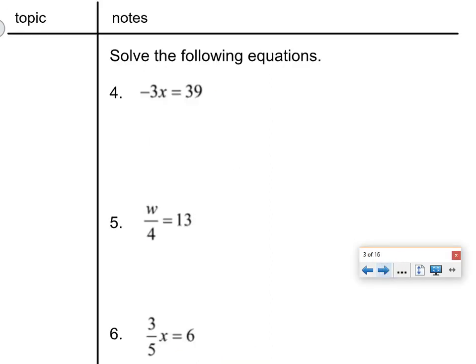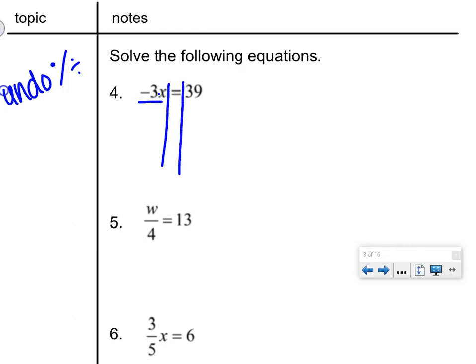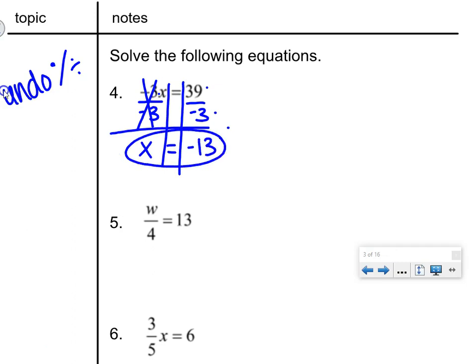Next set of examples. Now instead of addition and subtraction, we're doing multiplication and division. So we're going to undo multiplication and division. So negative 3x, this means we're multiplying the negative 3 and the x, equals 39. Undo the times by negative 3 with divide by negative 3 on both sides. The negative 3's cancel out, leaving us with just x equals 39 divided by negative 3 is negative 13. Again, if you're struggling with those operations, use a calculator.